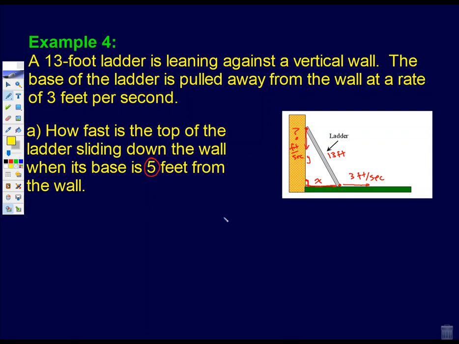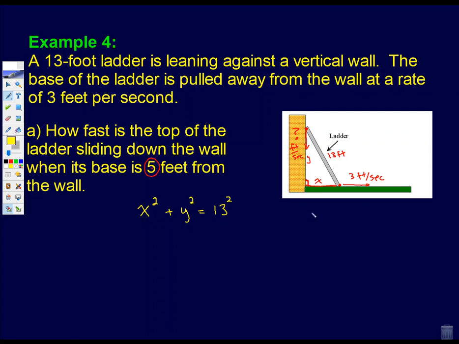And if I look at the way I've labeled it, I know that x squared plus y squared is always going to equal the hypotenuse squared. And I know the hypotenuse isn't going to change, so I'm going to go ahead and write in 13 squared. But x and y are changing, so they need to be treated as functions or variables.